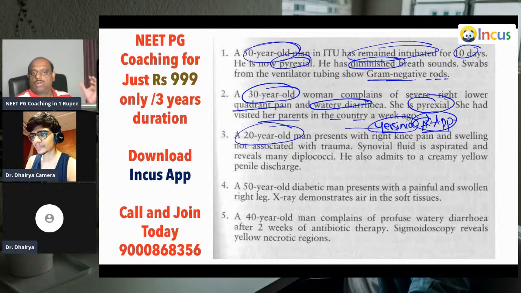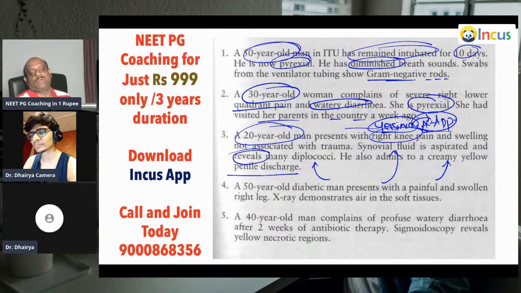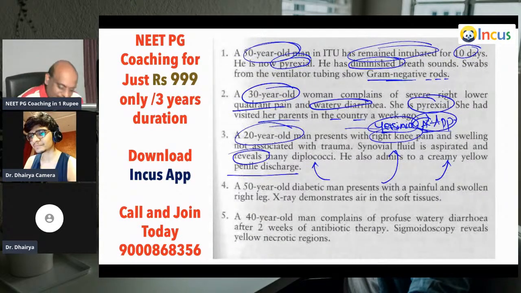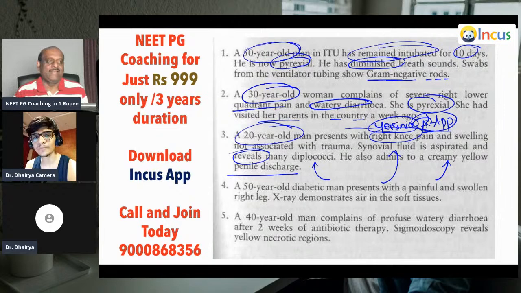Now, a 20-year-old man has right knee pain and swelling, not associated with any trauma. Synovial fluid is aspirated and reveals many diplococci, and there is a creamy yellow penile discharge. What else is required? So, what is your diagnosis? Gonorrhea. Correct.